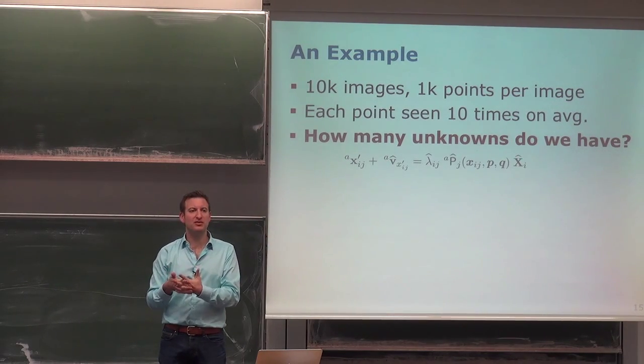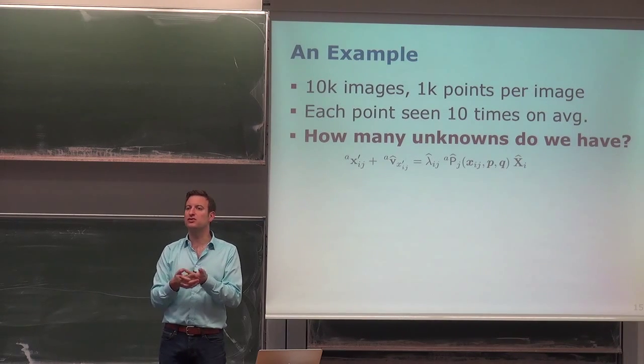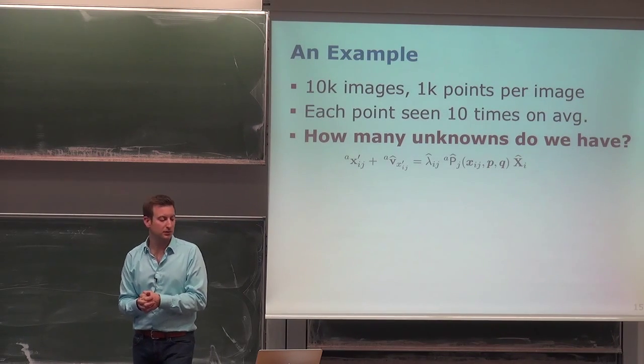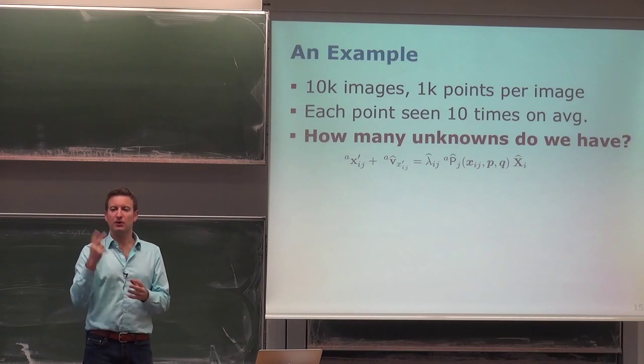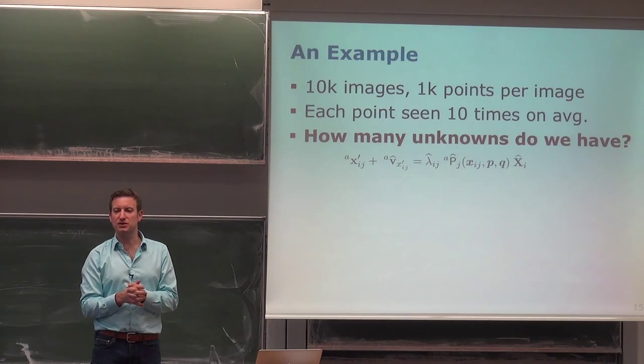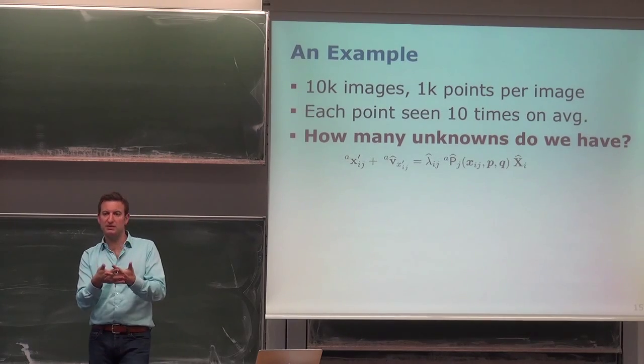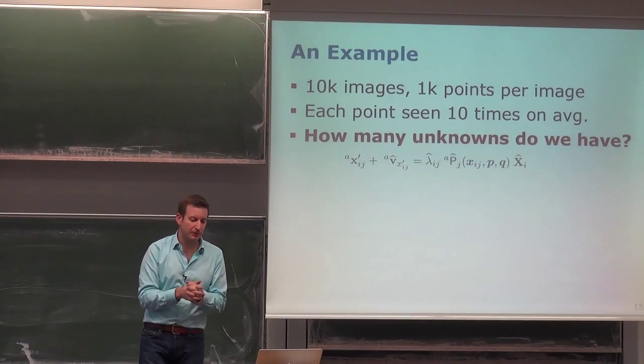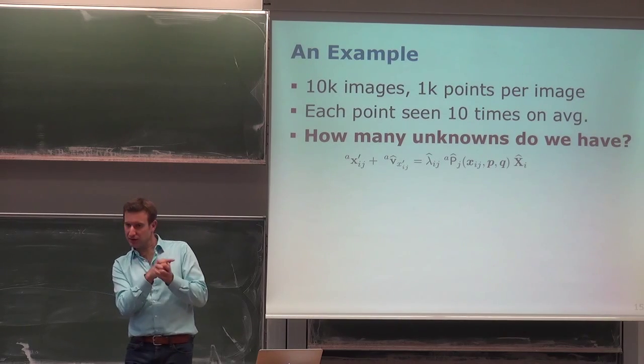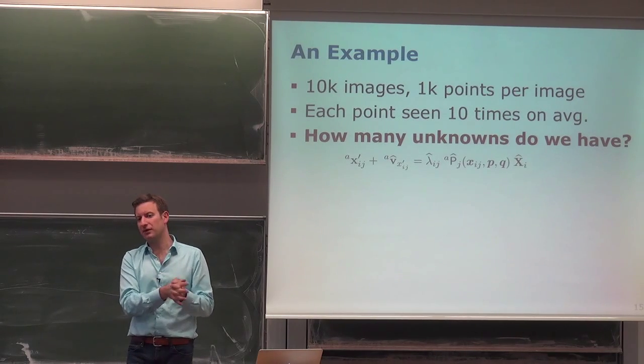Given that 10,000 images may sound large, but it's actually not too large. Why? Because we observe the x and y coordinate in our image. So, each coordinate, because we observe them individually, and therefore there's an individual observation.